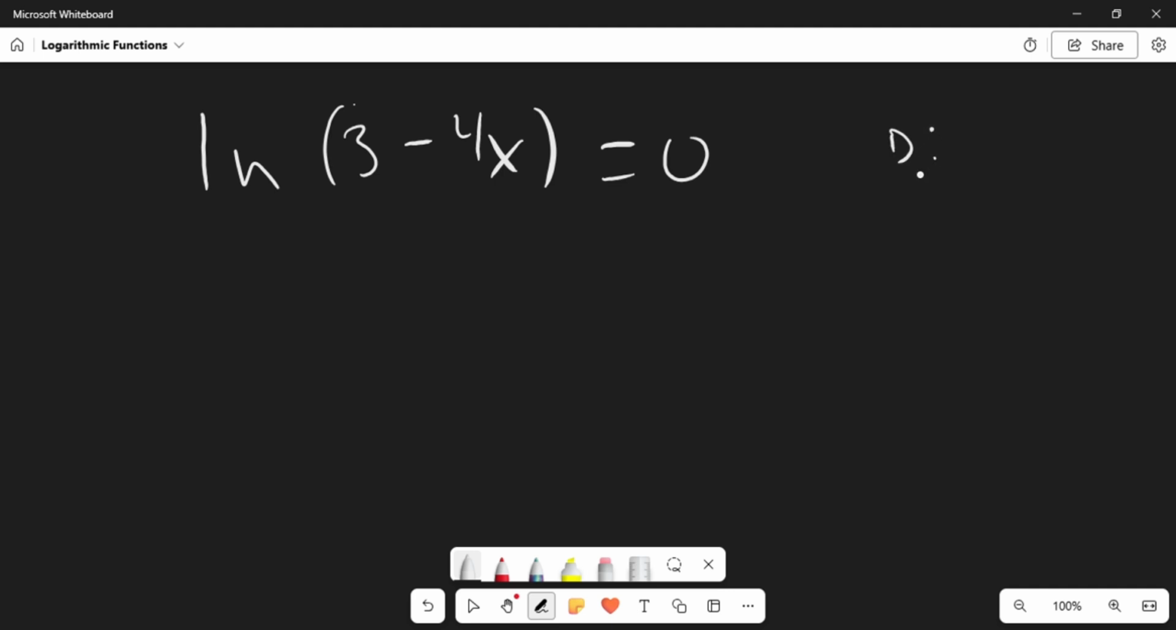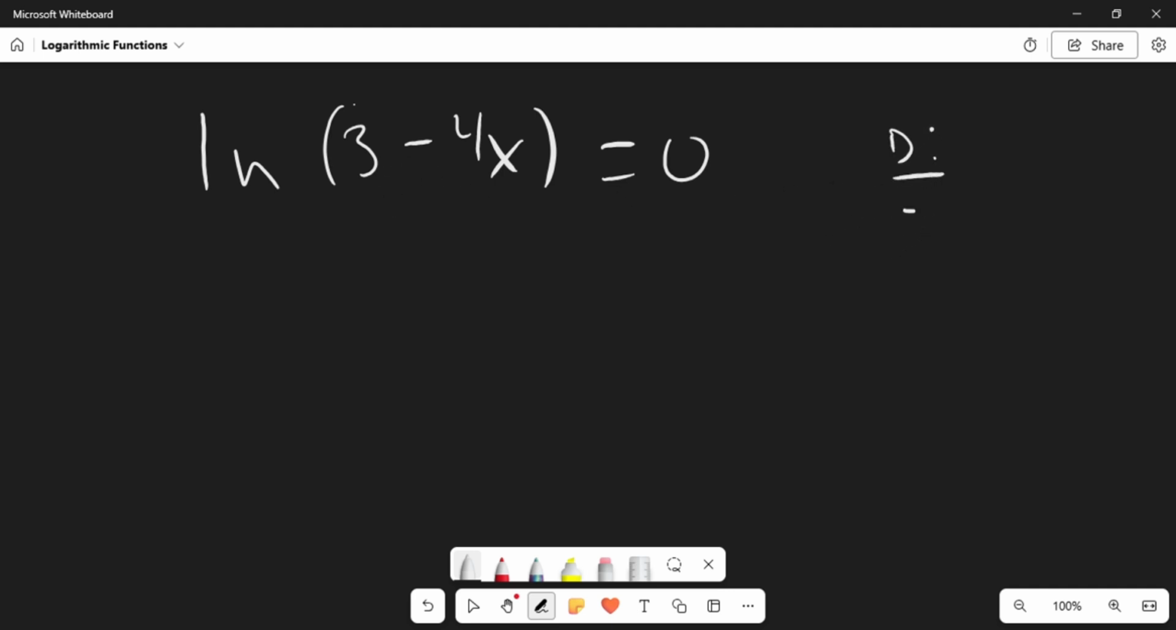Okay guys, so let's take a look at another problem here. Okay, so let's see, we have now ln(3 minus 4x) equals 0. So first off, we need to find the domain. Remember, we need to find the domain of this logarithmic equation here.